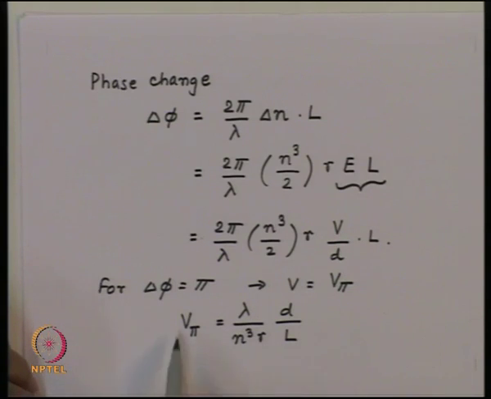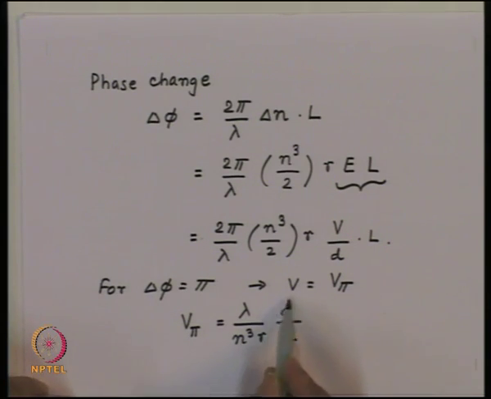As I mentioned, we put delta phi equal to pi to get this value, so now I require a substantial L to get the corresponding value of V. And as I mentioned, this V value should lie in the range of about 10 to 15 volts, TTL kind of signals.